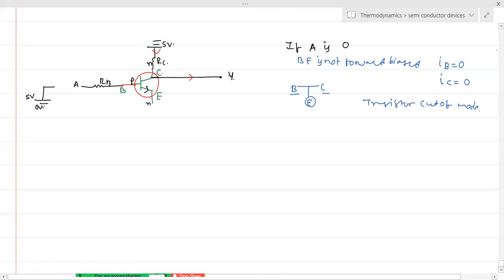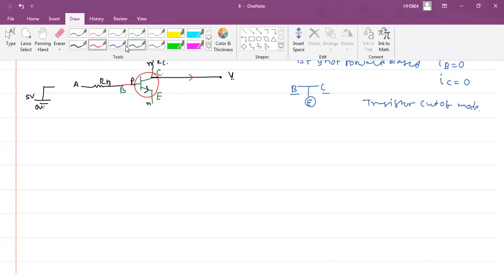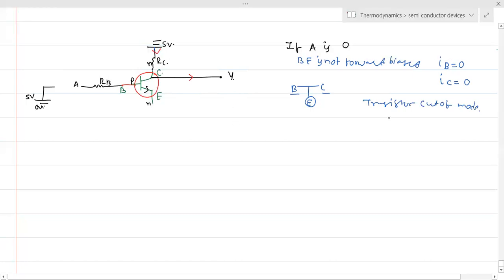Here the key logic is: if the transistor works, we will not get the output. But here the transistor is not conducting, so the whole output goes through. So therefore simply we will say Y is 1.